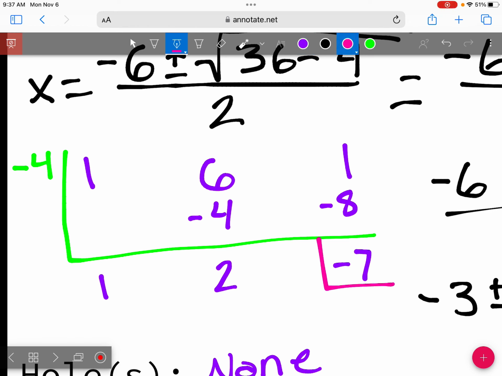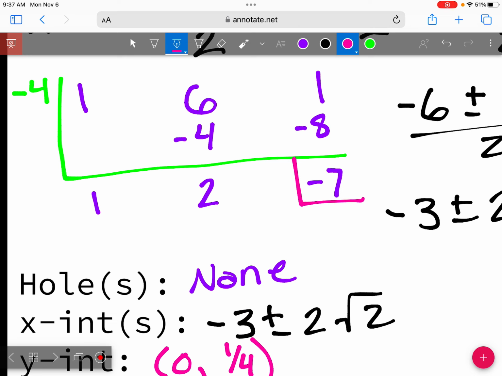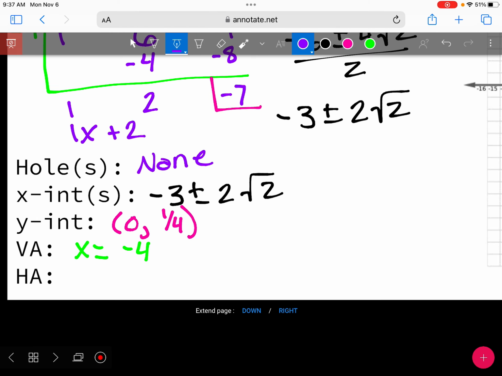The remainder doesn't actually mean anything. I just don't like to leave problems half done. We don't need the remainder for anything. All we need is the line that we have as our quotient. So this is 1x plus 2. So our end behavior asymptote is where y equals x plus 2. That's our slant asymptote.